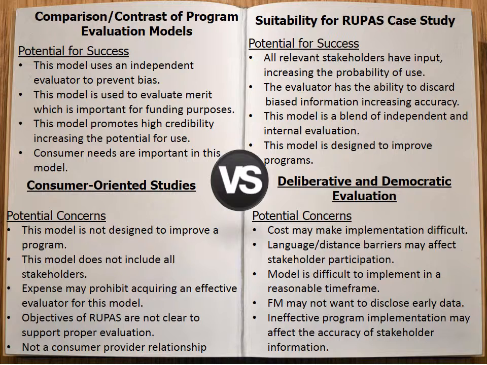Considering the RUPAS case, the program outcomes are not clearly defined, which would affect the checklist and scoring aspects of the consumer model. Language and distance barriers may affect both models, but with the dialogue-heavy deliberative model, adjustments need to be made for the difficulties that would occur trying to converse and reach the various stakeholders. Both models will result in high levels of credibility. However, the consumer model has a greater potential for an irrelevant evaluation because important perspectives can be excluded. Clearly, there are costs and benefits to both approaches.